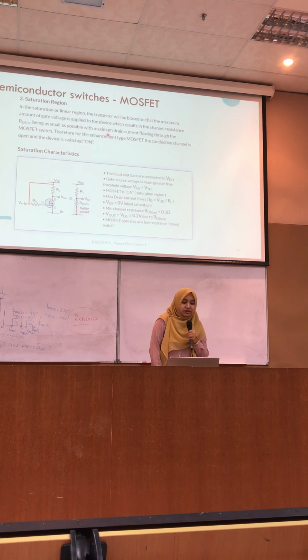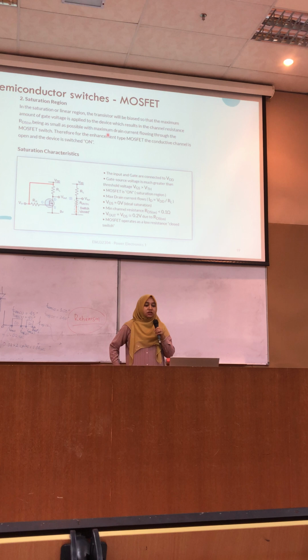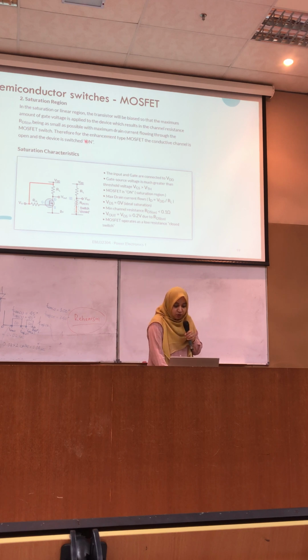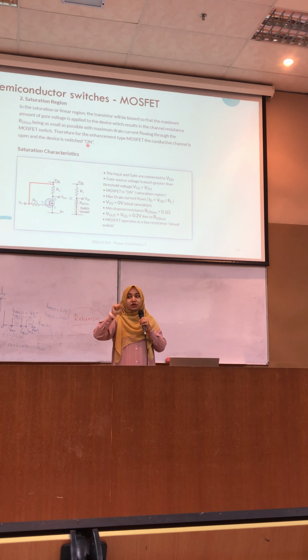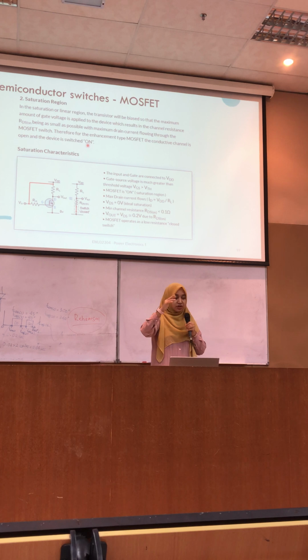And then the second region is the saturation region. This is the active region that we want. This is the region in which all the switches are operated. This is when we apply a sufficient amount of voltage, which exceeds our threshold voltage. Then there will be a current flow from your drain to source. Your switch will operate as a closed circuit, where there will be a current flow.